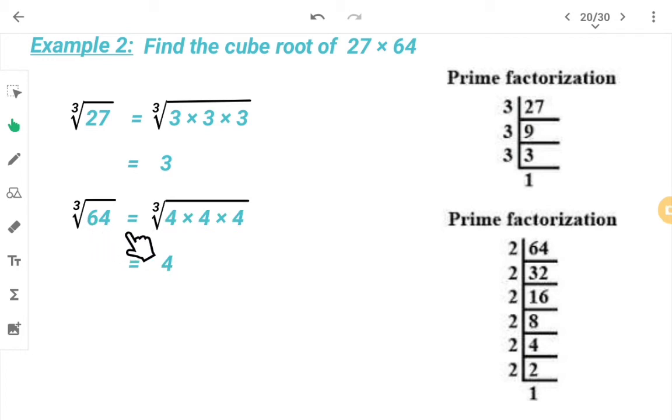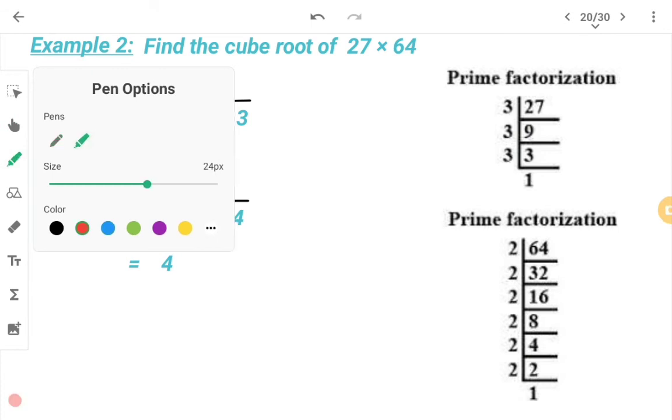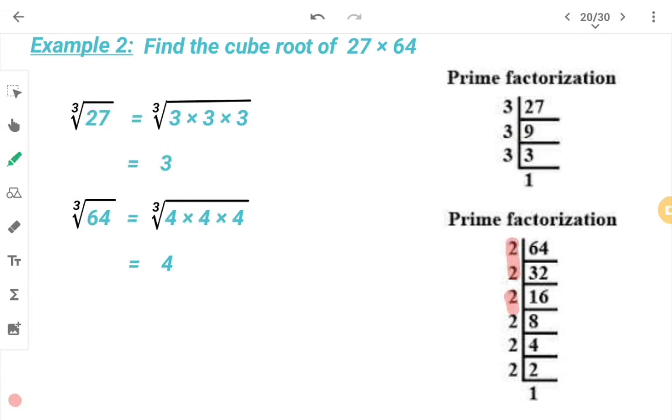Cube root of 64 is nothing but cube root of 4 into 4 into 4. Why did I write 4 here? You may guess. This 2 and this 2, 2 2s are 4. Here 2 2s are 4, and this 2 2s are 4. So instead of writing 2 into 2 into 2 into 2 into 2 into 2, I have written it as 4 into 4 into 4. So from this I can make one group. From that group I am taking one factor, that is 4.